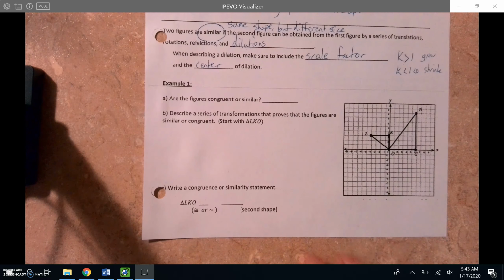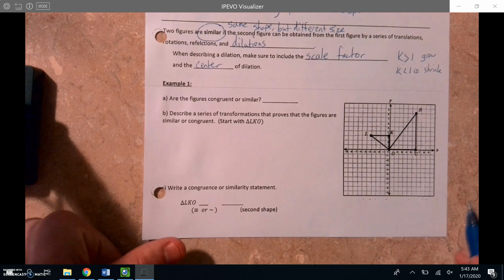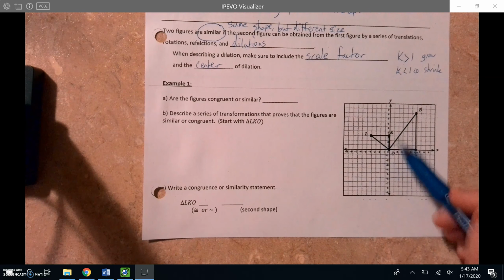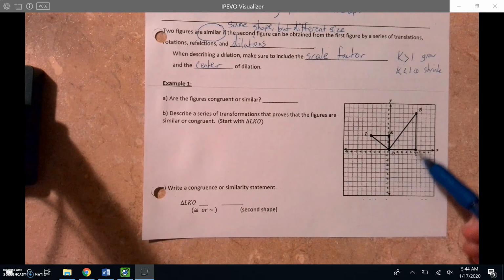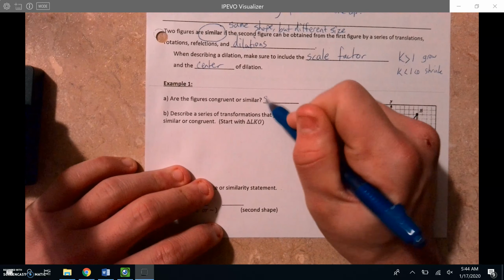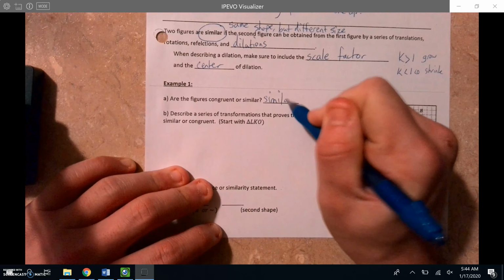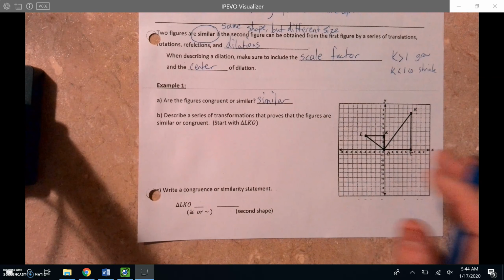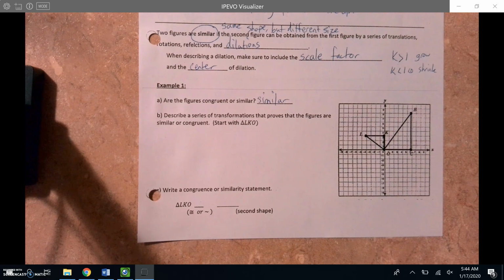So, let's go ahead and take a look at our example here. Our first question is, are the figures congruent or similar? Well, if we look at the shapes here, they look to be the same shape, but they're definitely different sizes. So these are going to be similar triangles. Take a second, pause the video, and try to describe a series of transformations that proves that the figures are similar.